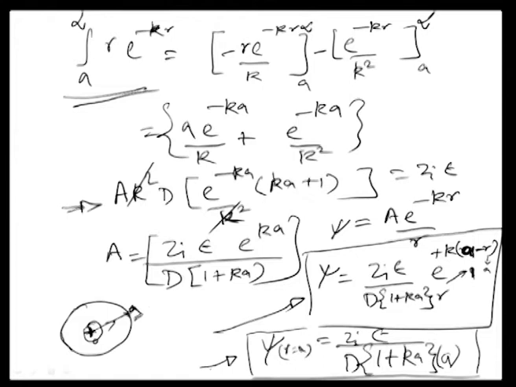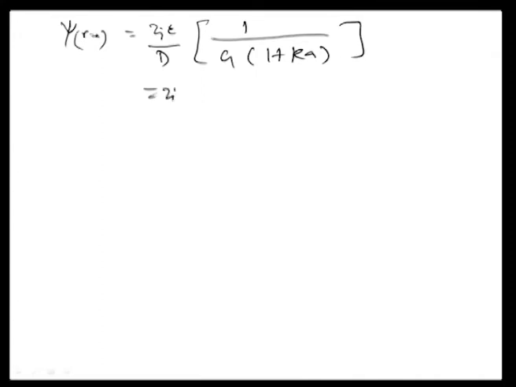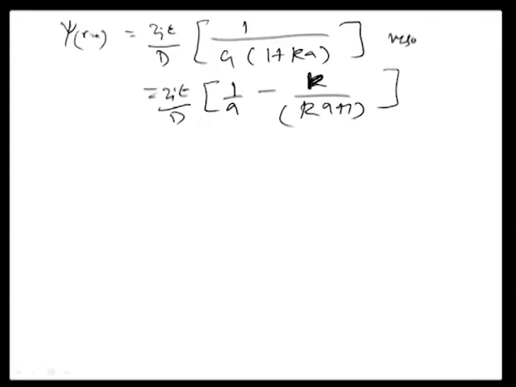We can further split this into partial fractions and look into what components would go into formulating the potential at the point A. So, here let us say xi at r equal to a can be written down as z i e by d times 1 divided by a times 1 plus k a, meaning thereby it can be z i e by d times 1 by a minus k by k a plus 1. Okay. And this is how it would happen when it is resolved into partial fractions.